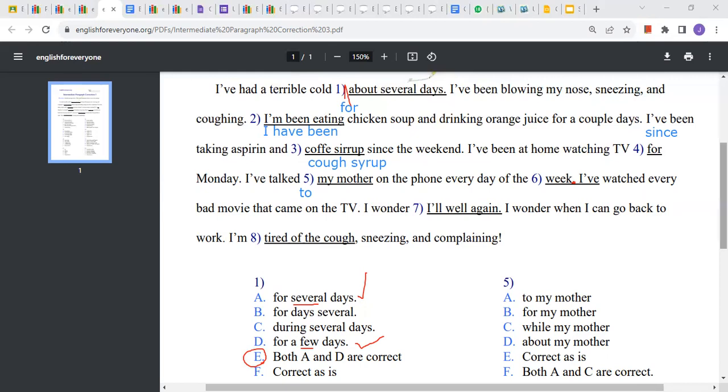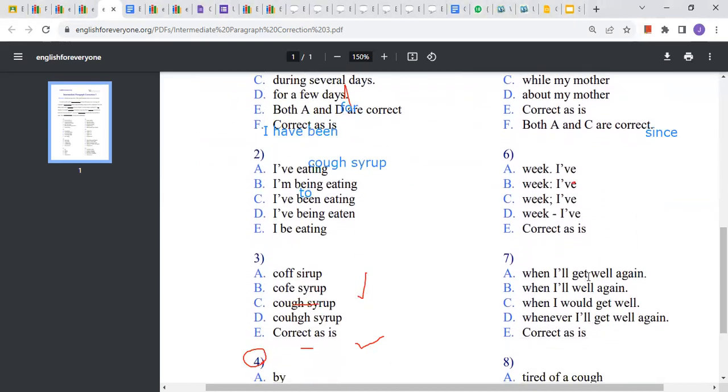Now let's look at our options for this one. Number seven: when I'll get well again, when I'll well again, when I would get well, whenever I'll get well again, or correct as it is. We need the word again, because I'm asking myself when I'll get well again. And here the word get, you know, when someone tells you get well soon, for example.